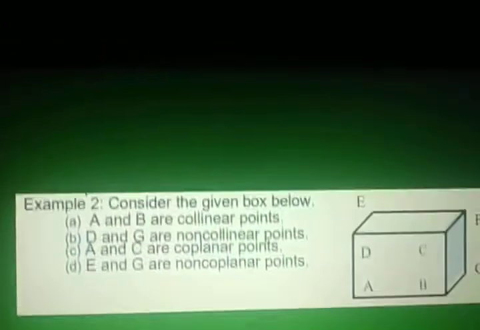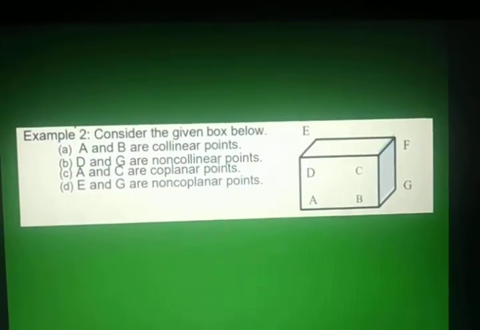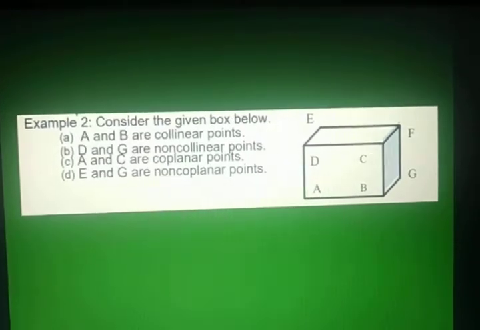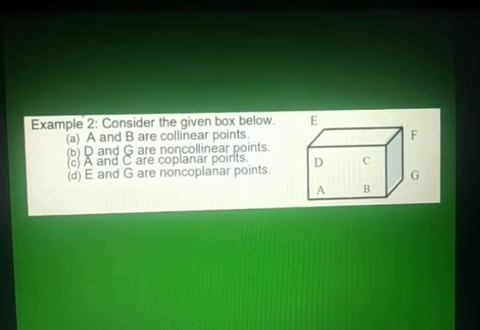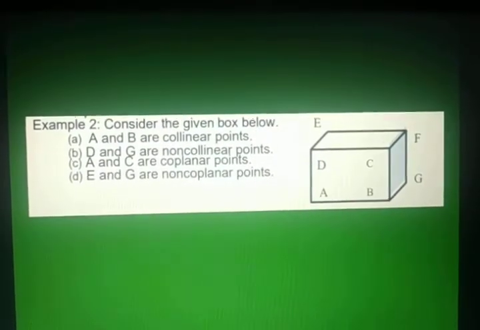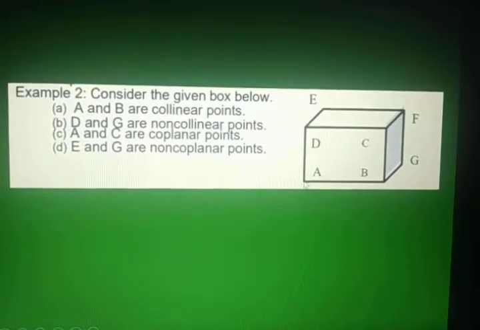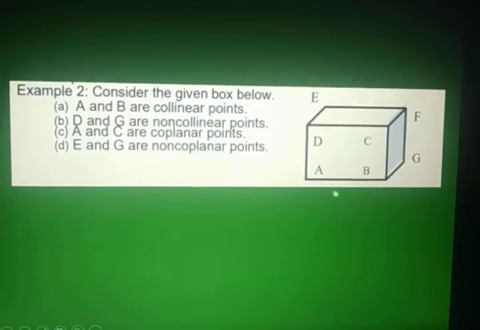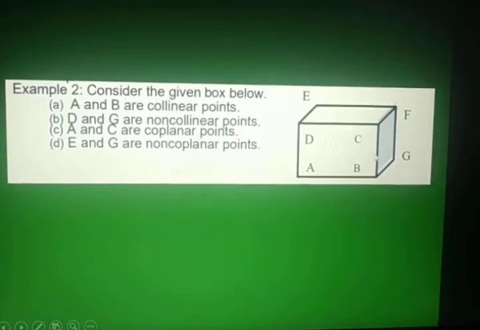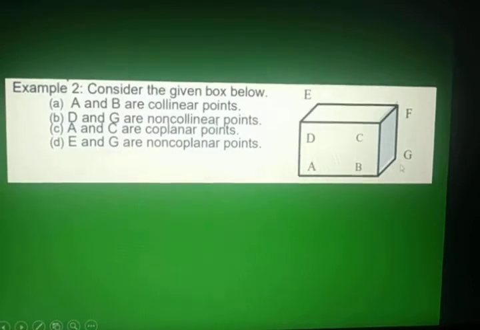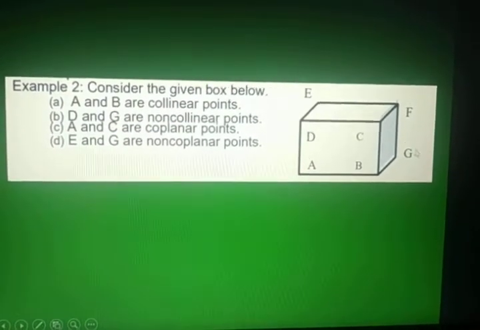Okay. Here is another example to describe collinear, non-collinear, coplanar, and non-coplanar points. We have here a cube. A and B are collinear points. Yes, collinear, here is point A, point B, so they are on one line. Next, D and G. Here is D, here is G, and they are not collinear points, non-collinear. G and D are not on one line.